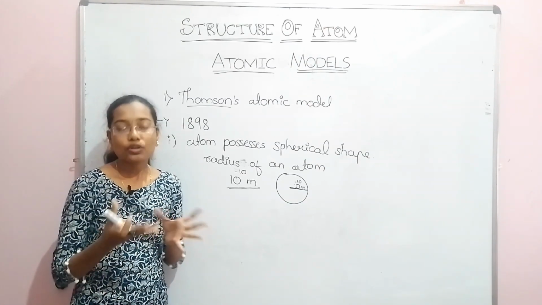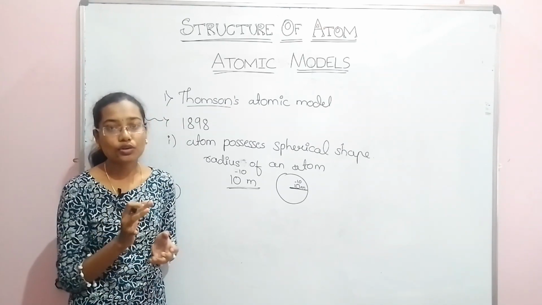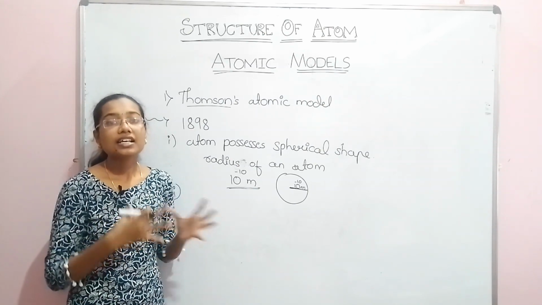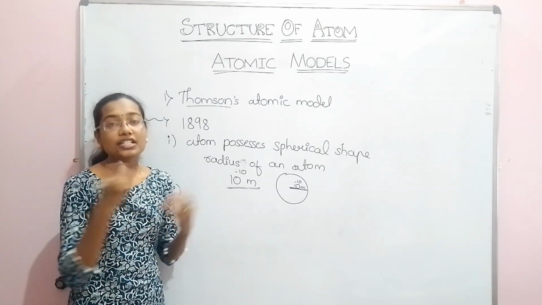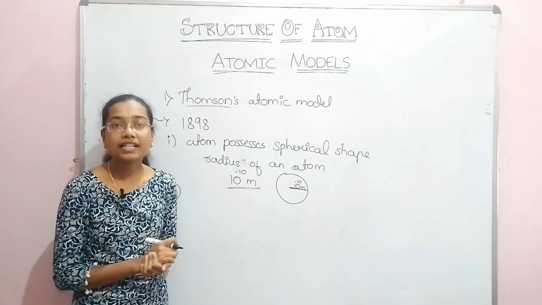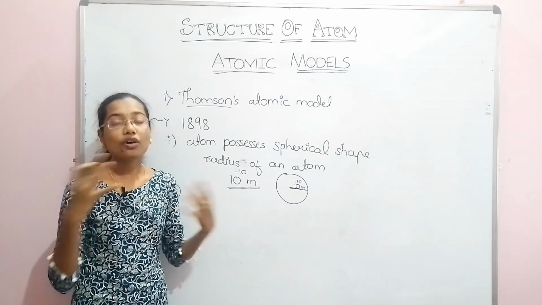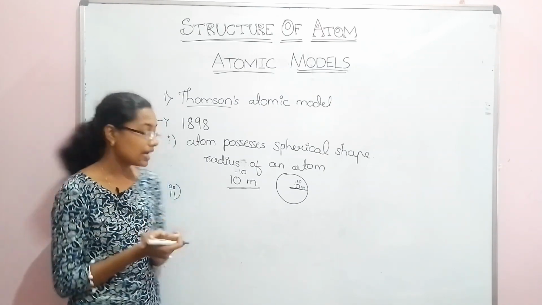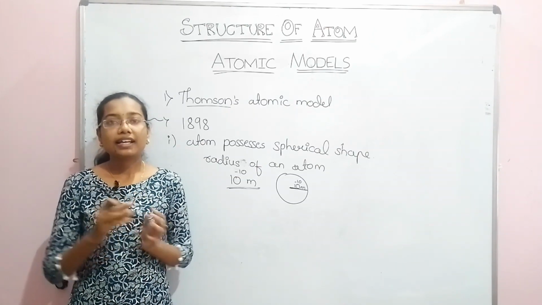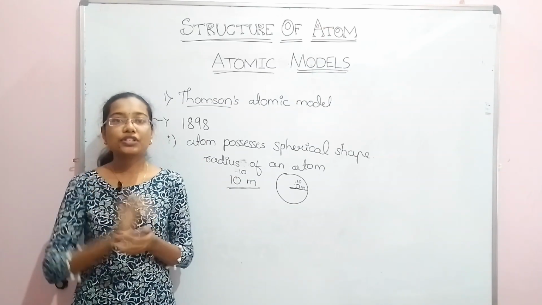Okay, we have the protons, right? He didn't mention them exactly as protons. He just mentioned that the positive charge is distributed uniformly throughout the atom. What he said: the positive charge is uniformly distributed all throughout the atom. For example, you take a watermelon. The red part or the pink part will be considered as the positive charge.